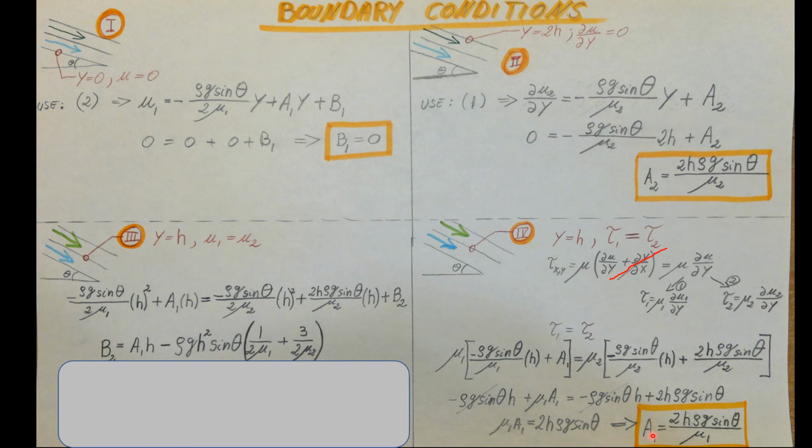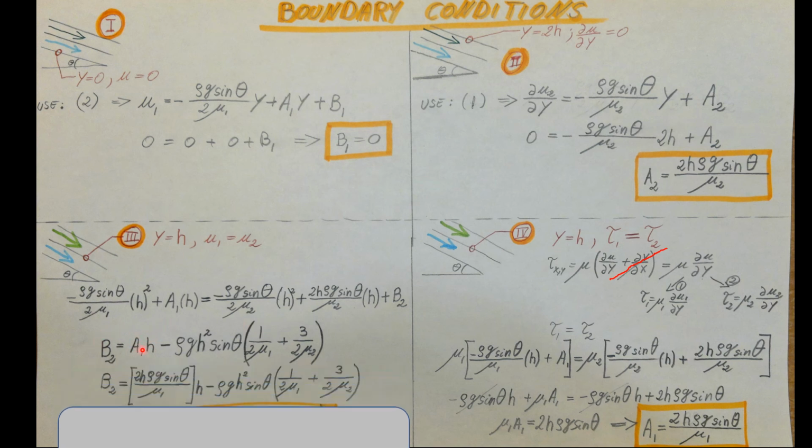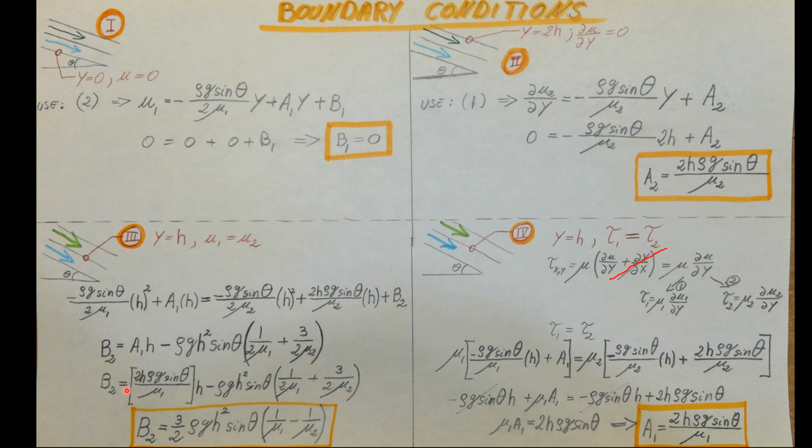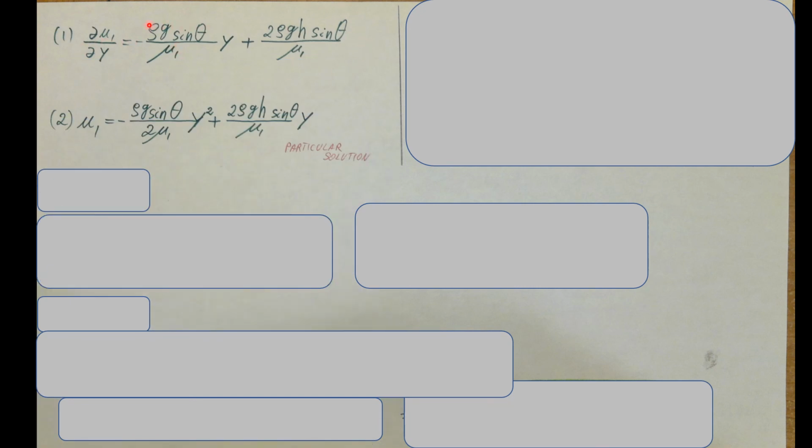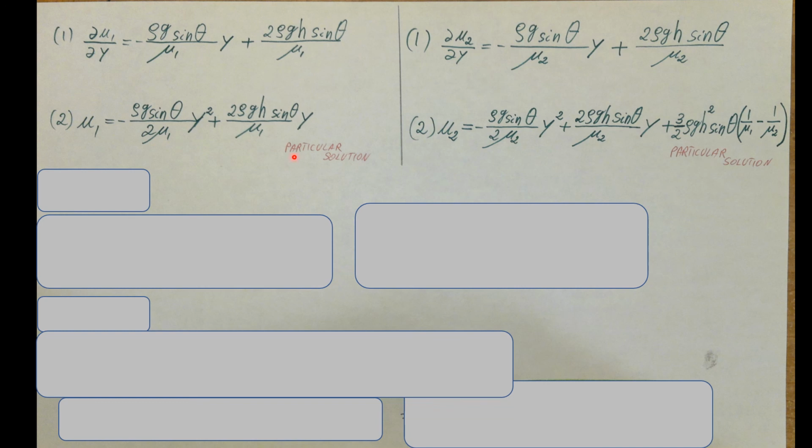And very good. This is what is going to help us come back right here to the equation that we abandoned a minute ago, and we can plug it in, and once we do so, we can figure out B2. And after a little algebra again, we can find that B2 is equal to this right here, 3 over 2 rho g h squared sine theta, and in parentheses 1 over mu1 minus 1 over mu2. Very good. Now we have all 4 of our unknowns, so we can proceed to go back to our general solutions and update them. And this way, there's no more unknown in it, and they become the particular solution of our differential equation.